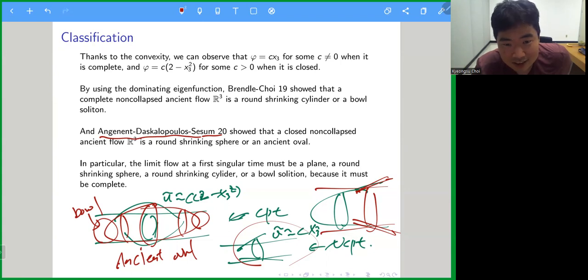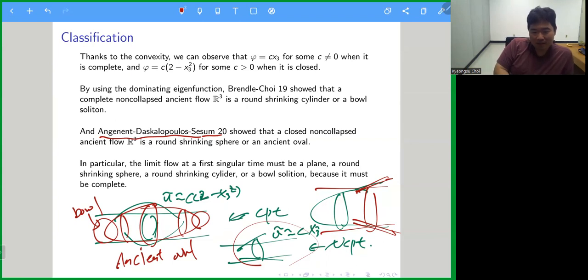There is a certain unique ancient solution that looks like this, satisfying this property. So we call this the ancient oval. This is not self-similar. Okay, so the limit flow.